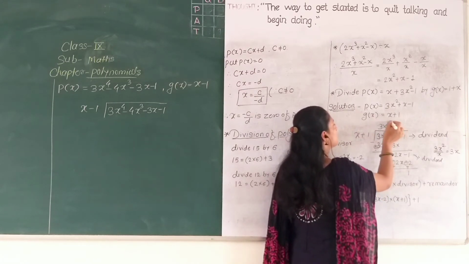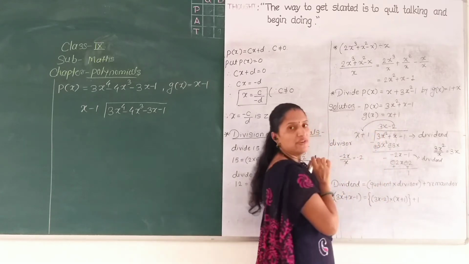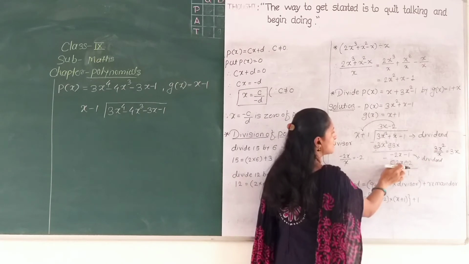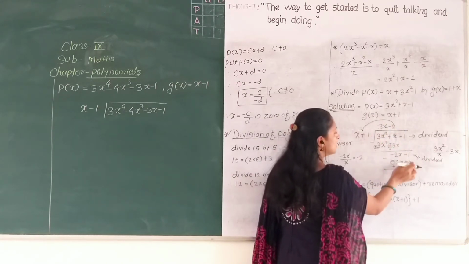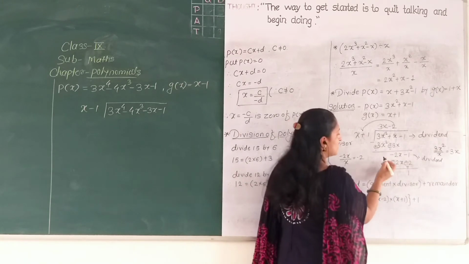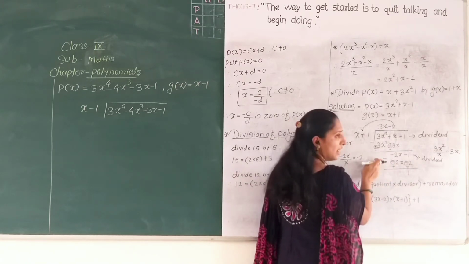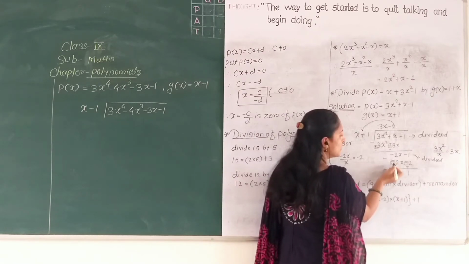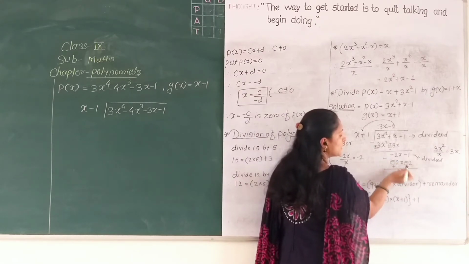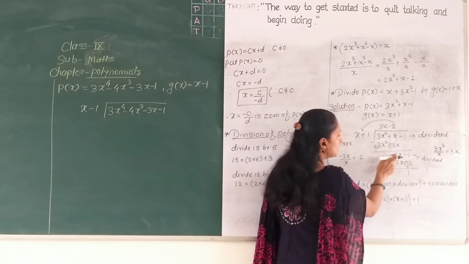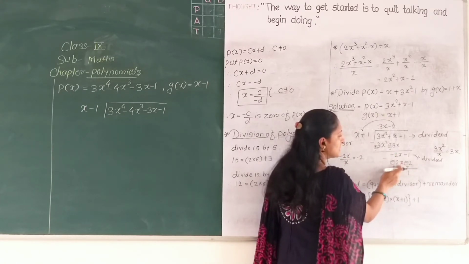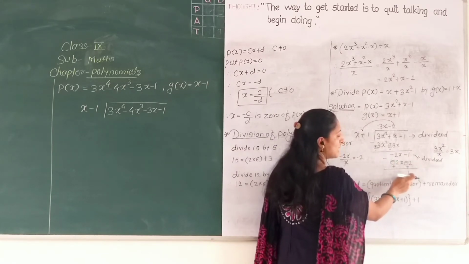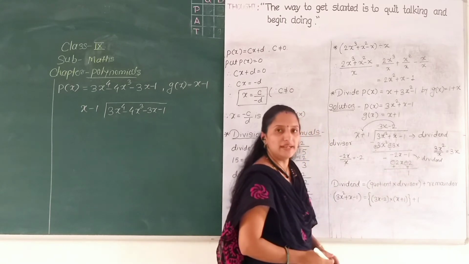Again the same procedure. Multiply this negative 2 with the divisor: negative 2 into x is negative 2x, and negative 2 into 1 is negative 2. Take subtraction here. After taking subtraction, the signs of the other polynomial change, so negative becomes positive, here also negative becomes positive. Now negative 2x plus 2x is 0, and negative 1 plus 2 is 1. So here 1 is the remainder.